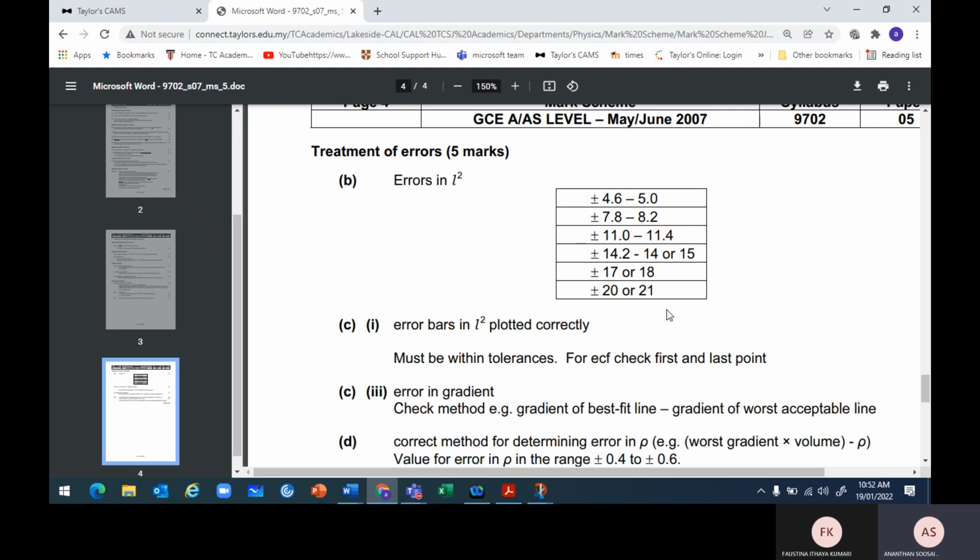Class, once you're done with the best fit, worst fit, show me. Your graph must be exactly identical to your friend's, right? Because it's the same data, the error bar length must be about the same compared to your friends'. If you got a longer error bar and your friend got a shorter one, all of you are wrong.